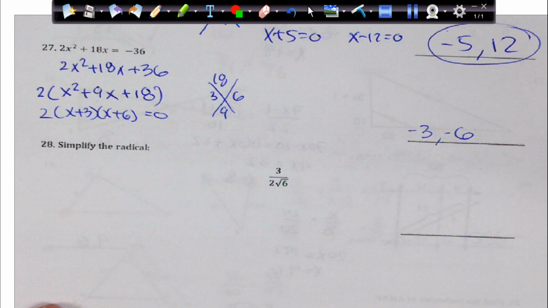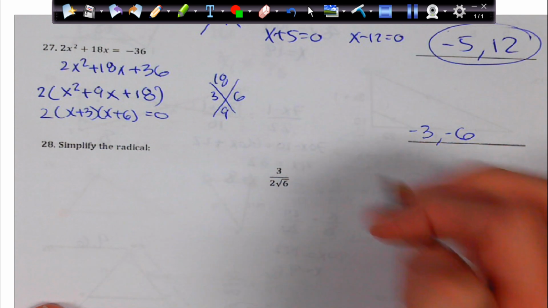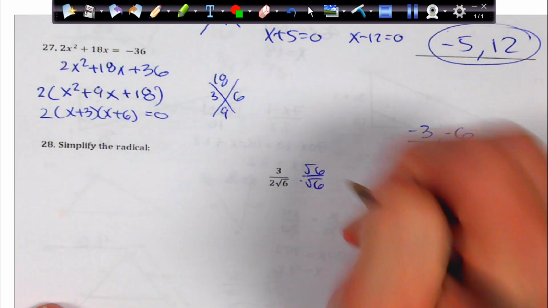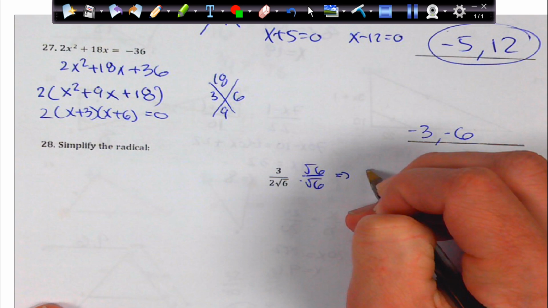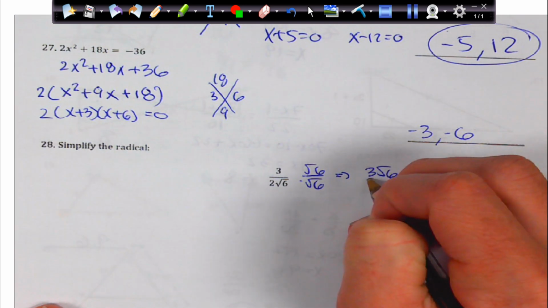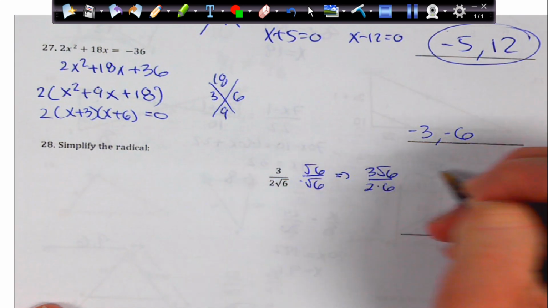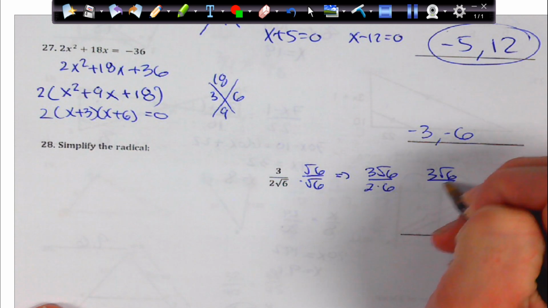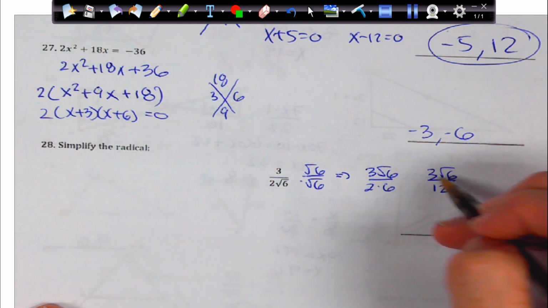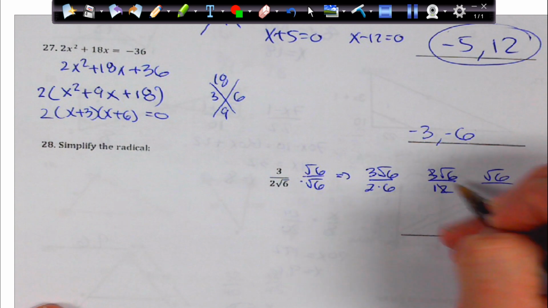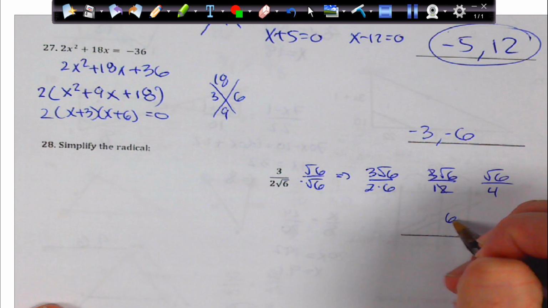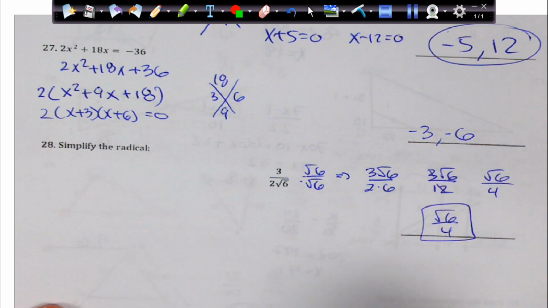And then last one, I want to rationalize, so I'm going to multiply by rad 6 because I can't have rad 6 on the bottom. That's going to end up with 3 rad 6, and then that's going to be 2 times 6, which is going to be 3 rad 6 over 12. But the 3 and the 12 can reduce to rad 6 over 4. And that I can have as an answer.